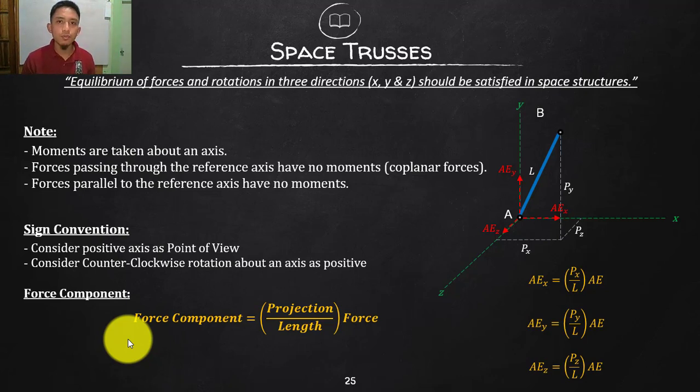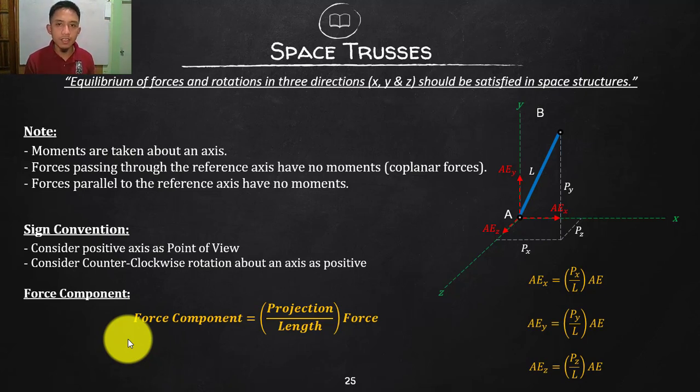So how are we going to compute this? Just like in plane structures, if you want to get the horizontal component, that is the ratio of the horizontal projection to the length of the member. If you want to get the vertical component, that is the ratio of the vertical projection to the length.